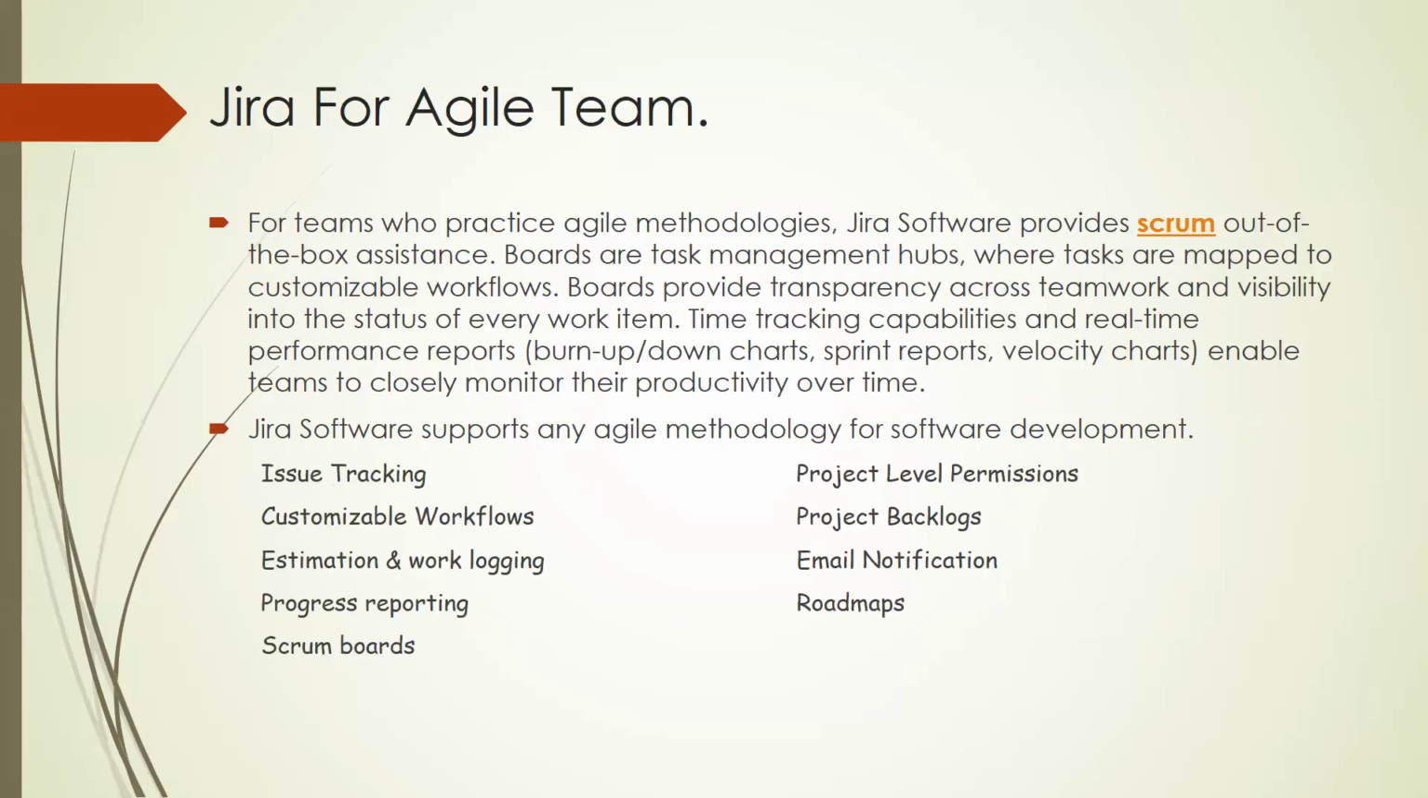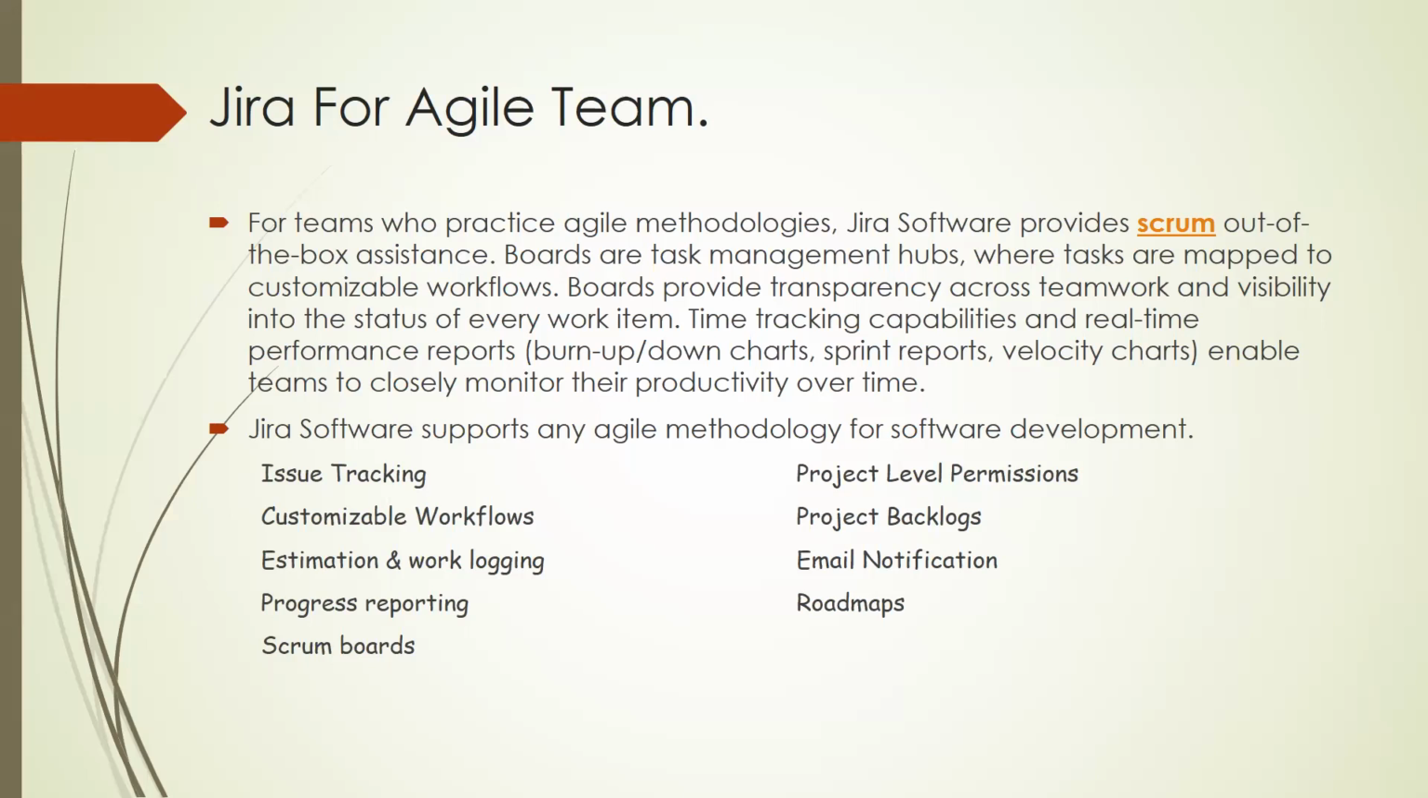How does Jira work for an agile team? For teams who practice agile methodologies, Jira Software provides Scrum out of the box assistance. We will have a tagline or a header which can talk about Jira or Scrum. Boards are the task management hub where tasks are mapped to customizable workflows. Boards provide transparency across teamwork and visibility into the status of every work item. So we can capture and track how it is happening for each aspect of the work.